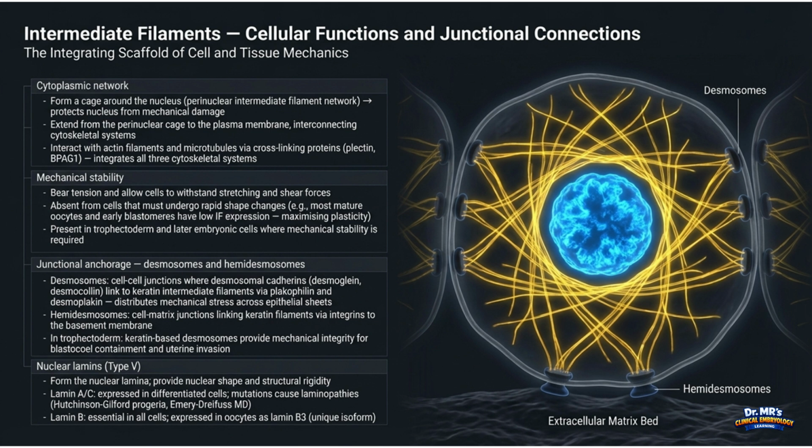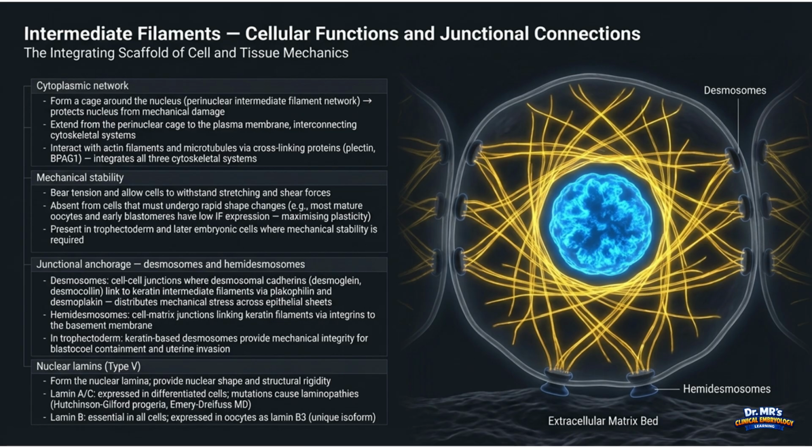But the real structural magic happens at the cell junctions. This is how individual cells rivet themselves together to form an embryo. We need to talk about desmosomes. These are the heavy-duty cell-to-cell junctions. On the extracellular side, spanning the gap between two neighboring cells, you have these specialized cadherin proteins, desmoglein and desmocollin. They reach across the space and lock together like teeth in a zipper.